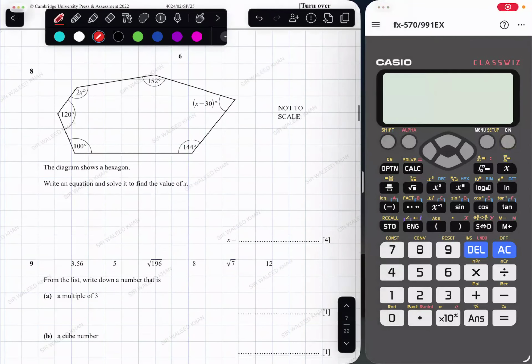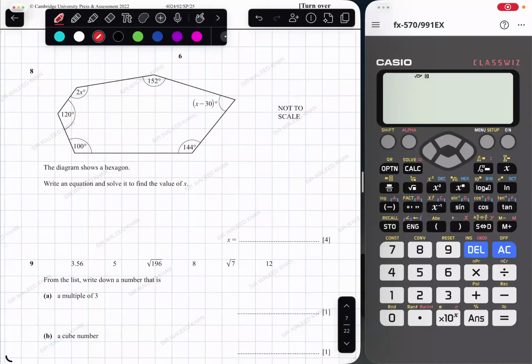Next, question 8. The diagram shows a hexagon. Write an equation and solve it to find the value of x. Okay, I can see the cameras are switched off. As I have told you, whenever you join the class, you have to switch on your cameras. So switch on your cameras. I'm just giving you the time till this question ends.